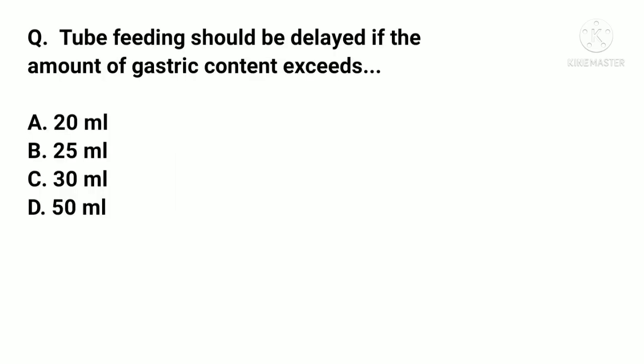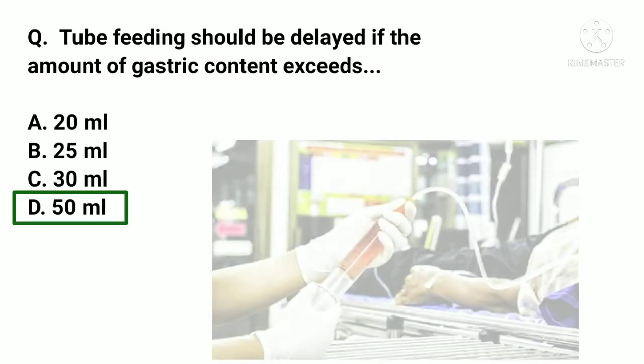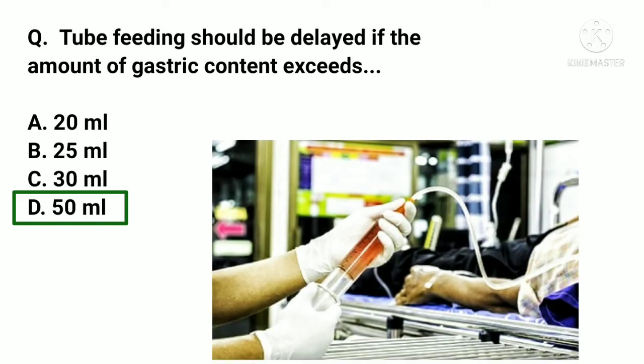Tube feeding should be delayed if amount of gastric content exceeds A. 20 ml, B. 25 ml, C. 30 ml, D. 50 ml. And the correct answer is D. 50 ml. Withhold the tube feeding if the amount of gastric content exceeds 50 ml, although it varies according to hospital policy, so follow hospital protocol.